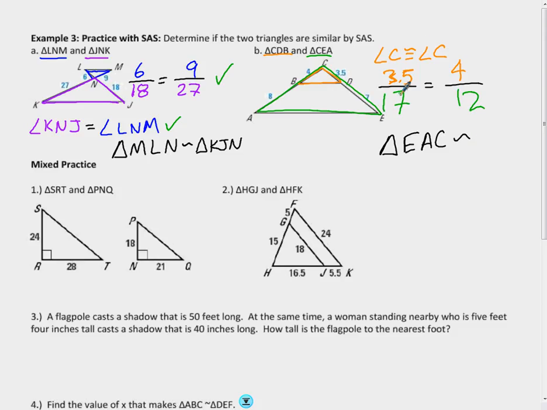All right, 10.5 and 12. EAC is not congruent, but similar to what triangle? EAC, DBC.